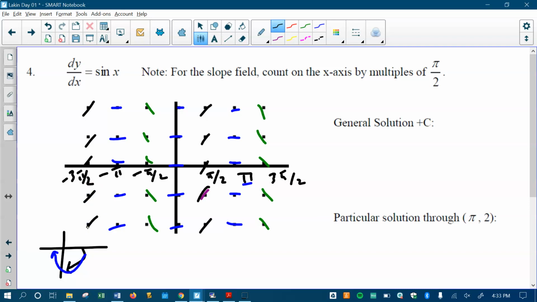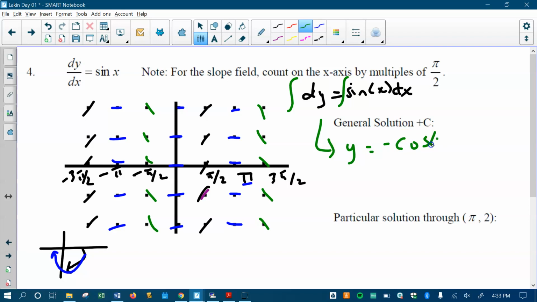Let's separate and integrate. So dy is equal to sine of x dx, and we're going to integrate both sides. The antiderivative of dy is just y, equals the antiderivative of sine of x, which is negative cosine x plus c. So y equals negative cosine of x plus c, and that is my general solution because it's solved for y and it still has a c.